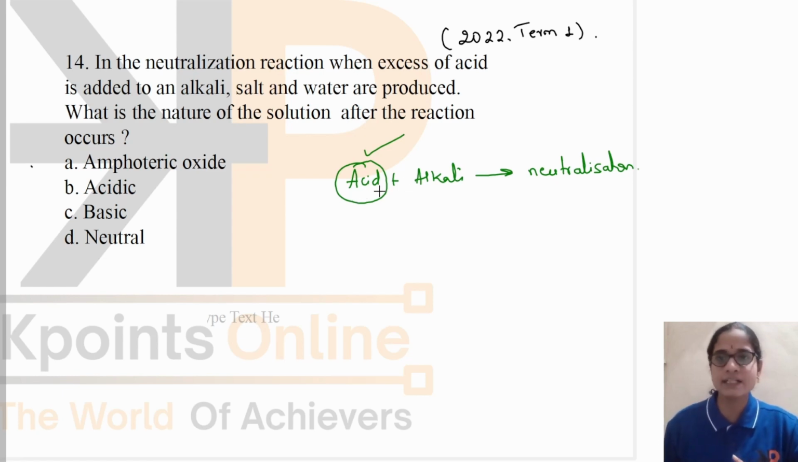If they are added in the same amount, meaning the amount required for the neutralization reaction, then it would be neutral in nature. But here excess of acid is added to an alkali. What happens? The neutralization reaction will result in the formation of salt and water, but the solution will be acidic in nature as we are adding excess of acid there. So the resulting solution will be acidic.